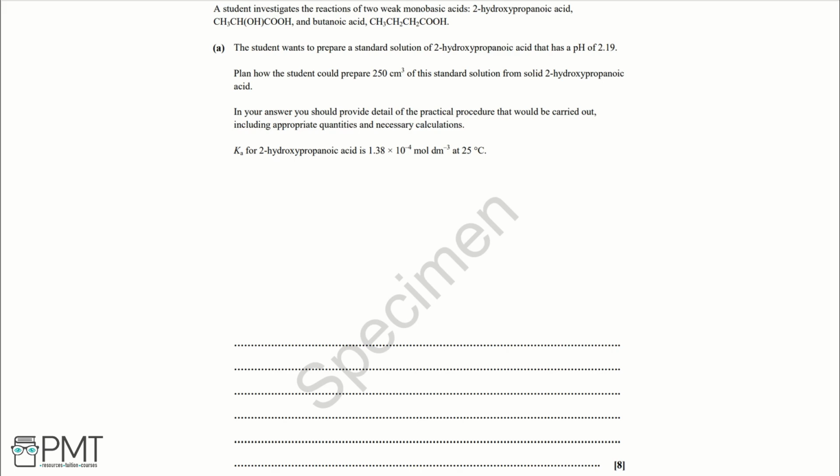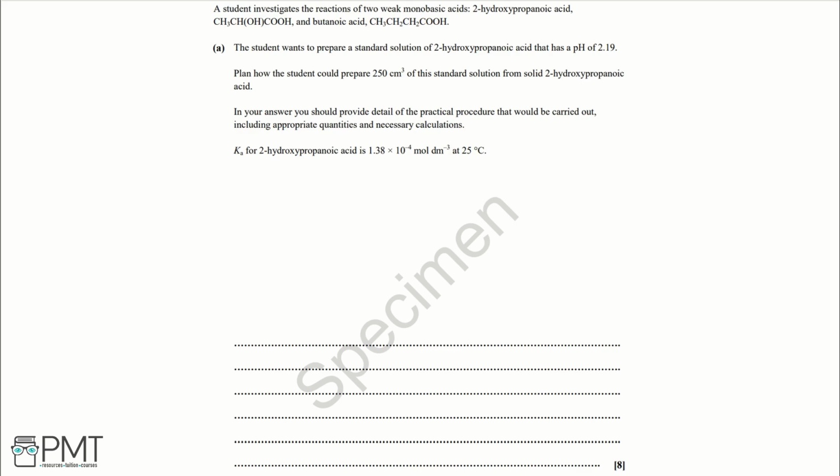Plan how the student could prepare 250 centimeters cubed of this standard solution from solid 2-hydroxypropanoic acid. In your answer, you should provide detail of the practical procedure that would be carried out, including appropriate quantities and necessary calculations. The Ka for 2-hydroxypropanoic acid is 1.38 times 10 to the negative 4 moles per decimeter cubed at 25 degrees Celsius.